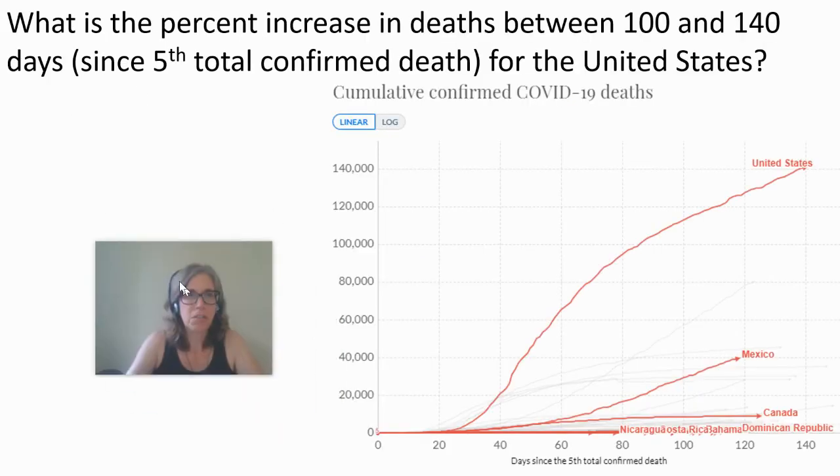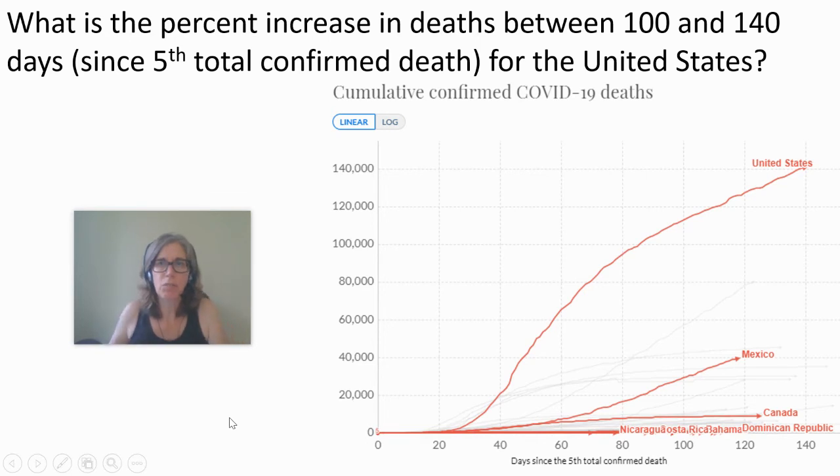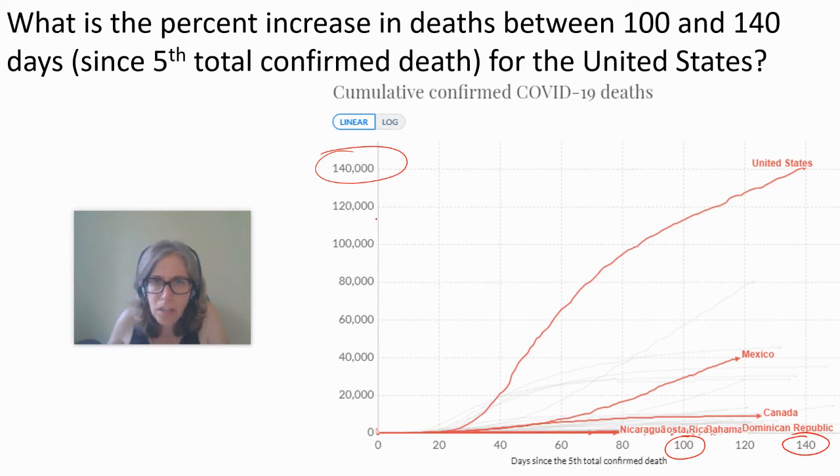Okay, next question. What is the percent increase in deaths between 100 and 140 days since the fifth total confirmed death for the United States? So here's 140 and here's 100. So 140 is 140,000, and 100 looks like, what is that number? It looks like 100 and, yeah, about here.